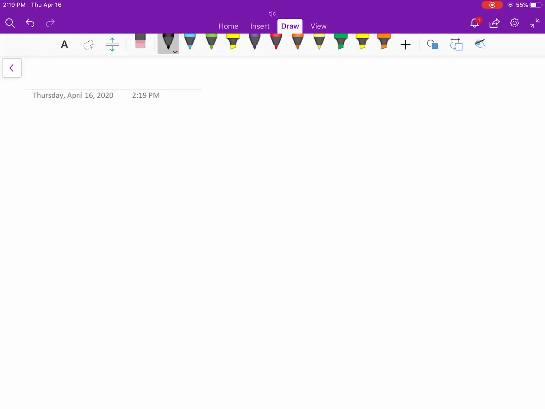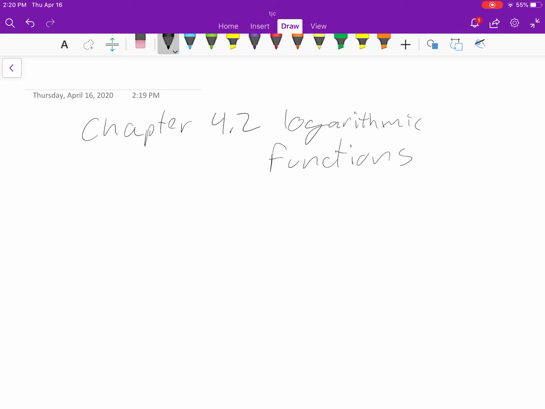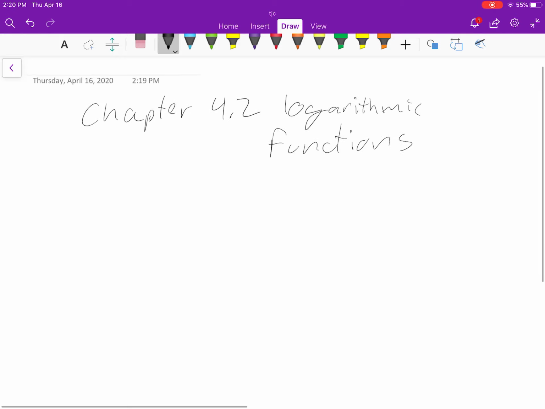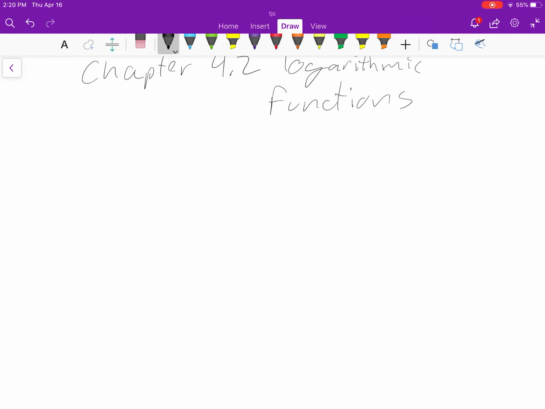Hello. So we're going to start chapter 4.2, which is logarithmic functions. So logarithmic functions. Before we start on logarithmic functions, we need to review inverse functions.